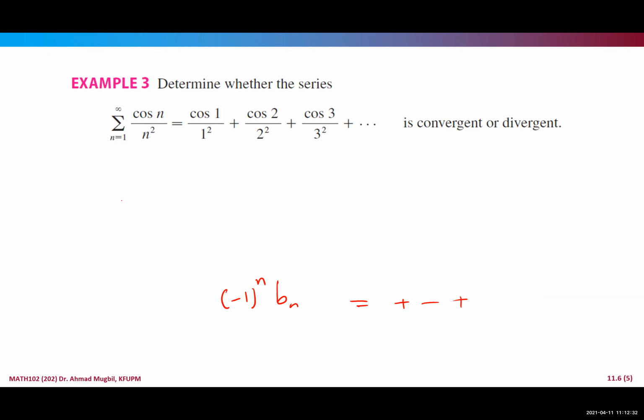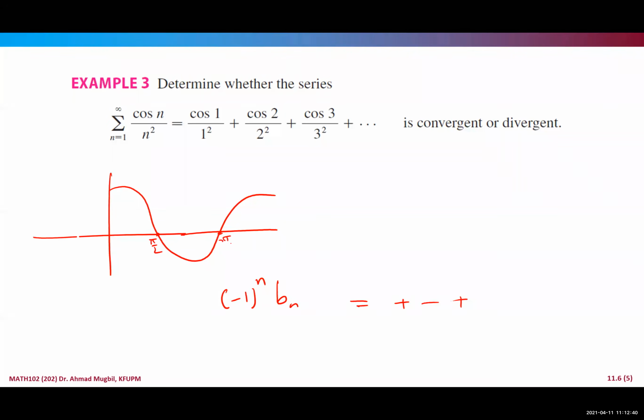If you remember the graph of cosine, this is pi over 2, this is pi, this is 3 pi over 2. 1 is here, 2 will be here, 3 will be here. I'm not sure about the calculations, but whatever, it is not 1. Cosine n will be positive or negative 1 only at what? Cosine theta equals positive or negative 1 if theta is what?